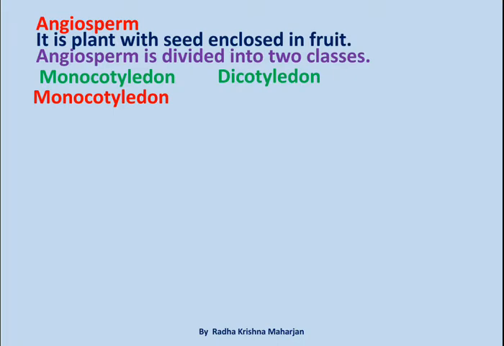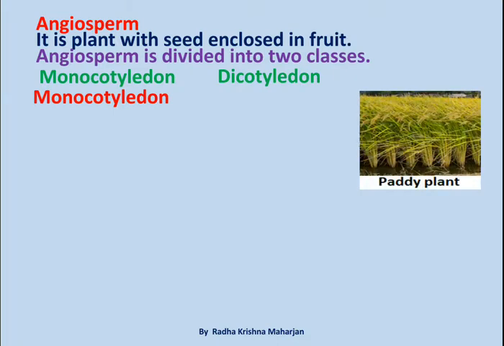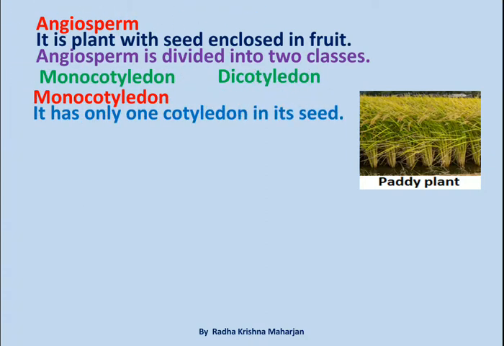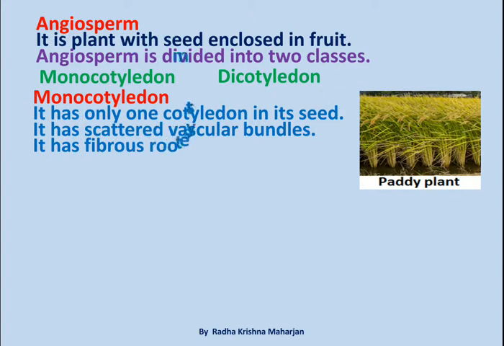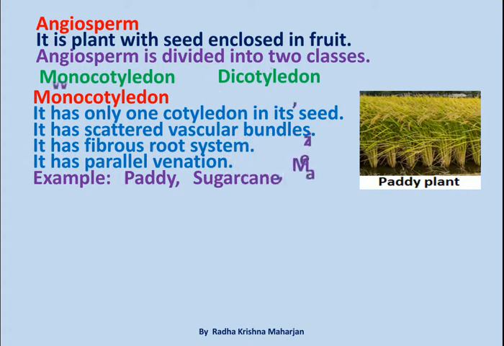Monocotyledon. It has only one cotyledon in its seed. It has scattered vascular bundles. It has fibrous root system. It has parallel venation. Example: paddy, sugarcane, maize, wheat.